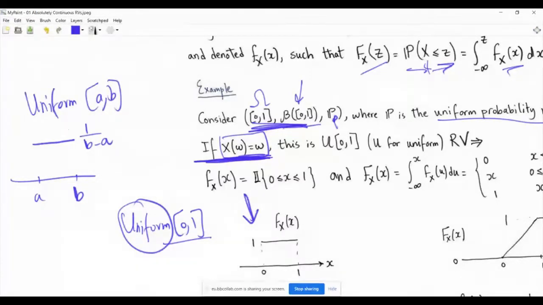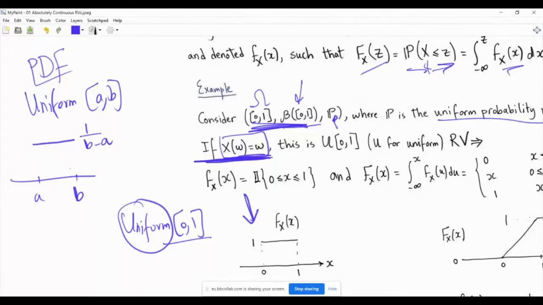So uniform PDF is a constant PDF. The PDF itself is not necessarily continuous, and as you can see, there is a jump at A and a jump at B. So this is the PDF. I'm not talking here about the CDF. For the so-called uniform random variables, the PDF is constant.